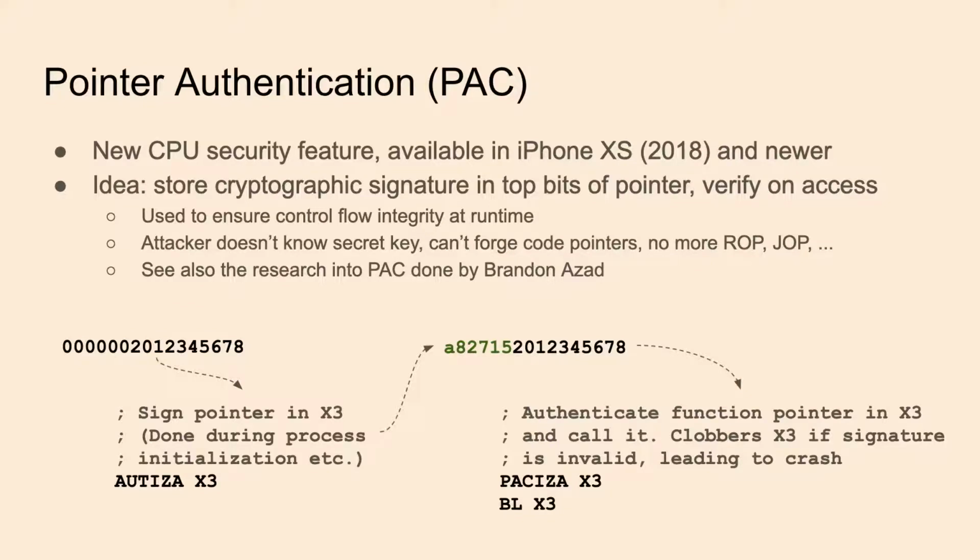Now, at this point, there's another thing coming in. Pointer authentication is a new security feature that Apple designed and implemented first in the XS, so this device, from 2018. The idea is that, so this needs CPU support, you can now store a cryptographic signature in the top bits of a pointer. Here on the very left side you have a raw pointer, so the top bits are 0, because of the way the address space works.